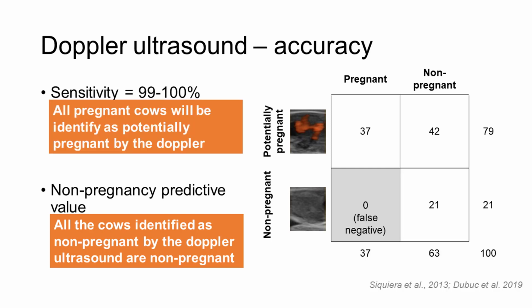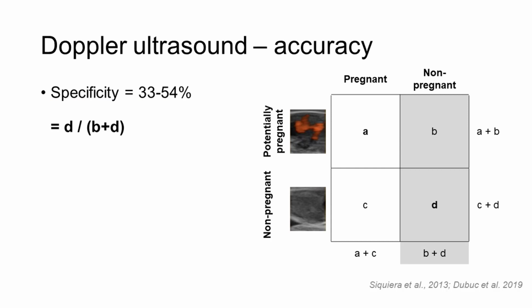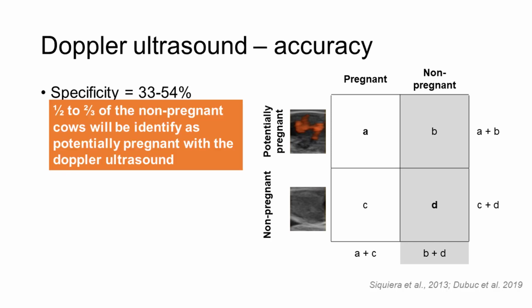By putting numbers in the 2x2 table on your right, you can see that the sensitivity and the non-pregnancy predictive value of 100% result in no false negative diagnoses, meaning no cows identified as non-pregnant by the Doppler ultrasound were pregnant. As you know, a high sensitivity comes with a lower specificity. For the Doppler ultrasound, it means that the probability to identify all the non-pregnant cows as non-pregnant is low. This implies that multiple non-pregnant cows will be identified as potentially pregnant by the Doppler ultrasound.